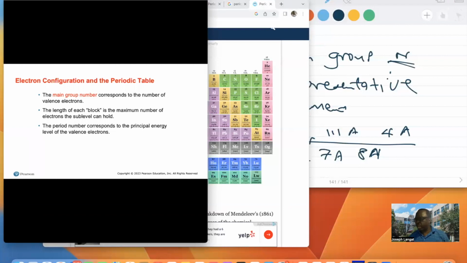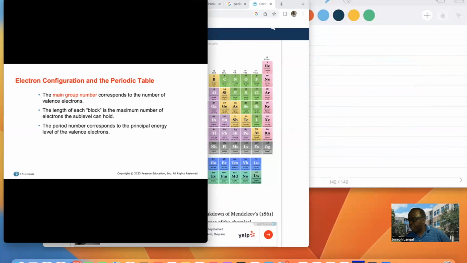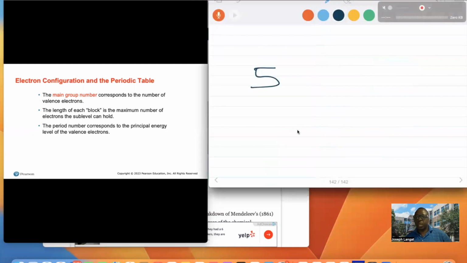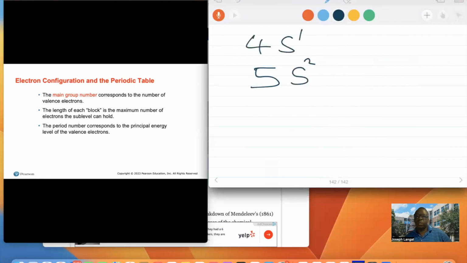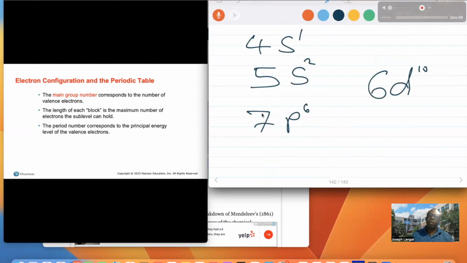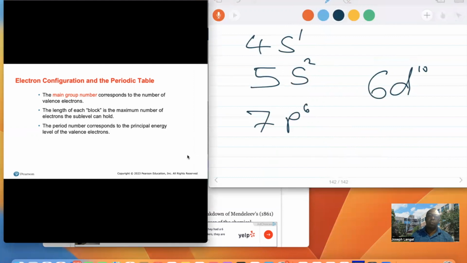Principal is energy level. So if I say 5s2 or 4s1, just to give you, this stands for energy level 4, energy level 5, energy level 7, energy level 6. Principal energy level. The number indicates the energy level. This is the sub-level.